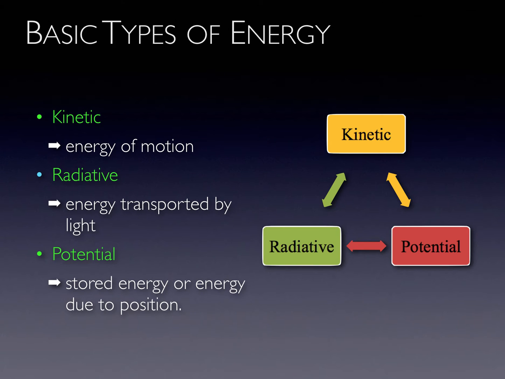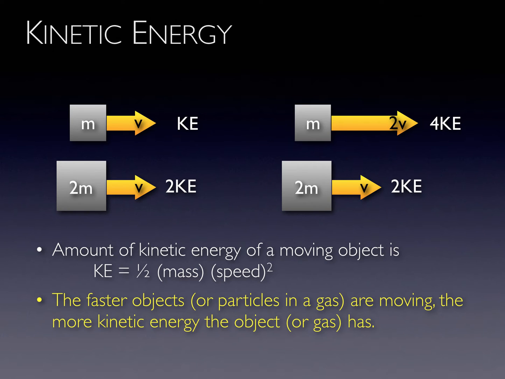The three types of energy we will need for this class are kinetic energy, or energy of motion; potential energy, which is stored energy or energy due to an object's position; and radiative energy, which will be discussed in the next chapter. The kinetic energy an object has is proportional to its mass and proportional to the square of its speed, as indicated by the equation shown.